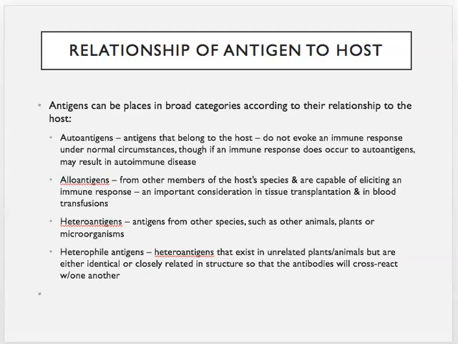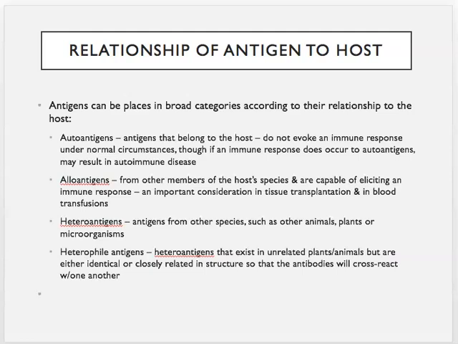Okay, the relationship of antigens to the host. So antigens can be placed in a couple of broad categories depending on their relationship to the host. So autoantigens are those antigens that belong to the host. So they're not going to evoke an immune response under normal circumstances, but if an immune response does occur to autoantigens, it may result in autoimmune disease. So again, our body is supposed to not attack its own cells. So that's why we have those. Our immune system has the capability of detecting self from non-self, but sometimes it gets confused.